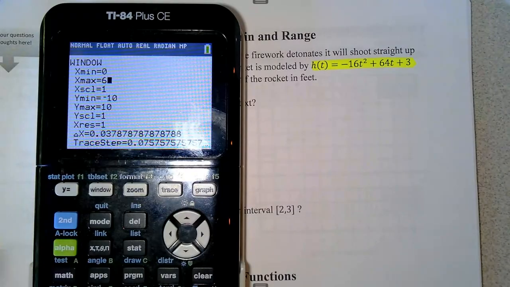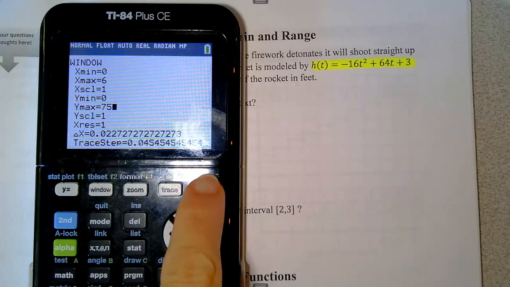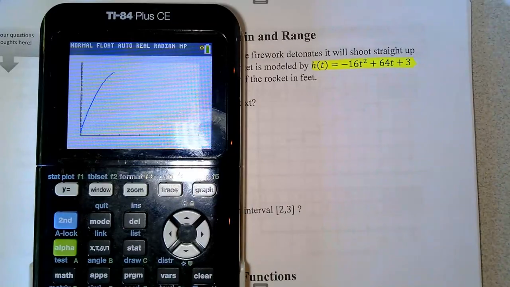5 or 6? Let's do 6. Okay, go by ones. For y, how tall do you think a bottle rocket goes in feet? Pretty high. Let's go 0 to like 75. Yeah, it does go higher than 30. Hit graph. This is your goal, to get your parabola to be perfectly in your window. That's kind of the whole reason of restricted domains.